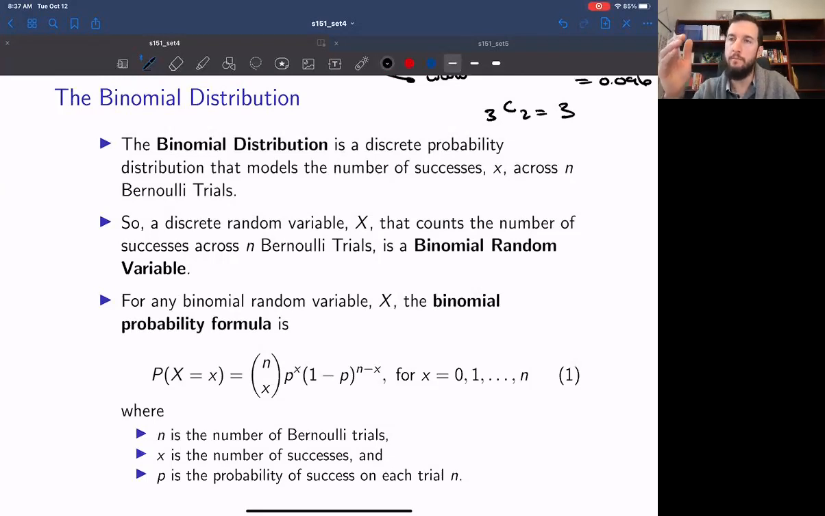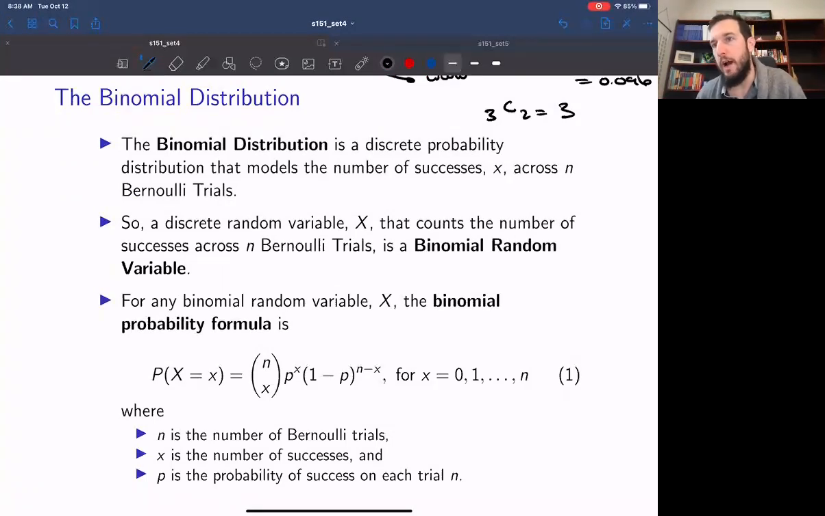So a Bernoulli models one trial with a success-failure outcome. The binomial models X successes across little n Bernoulli trials. So they're intrinsically linked, but they are different.